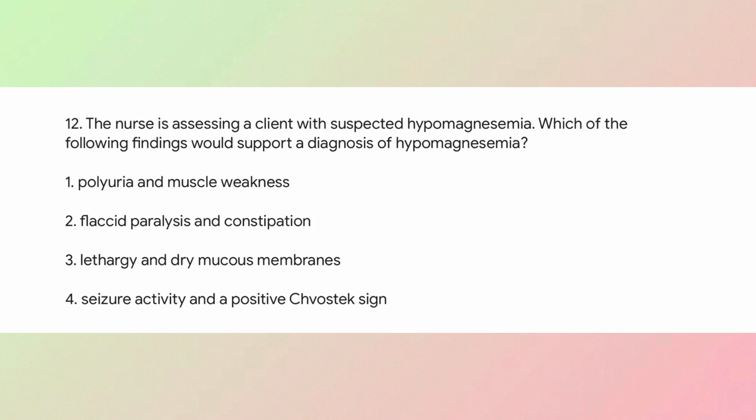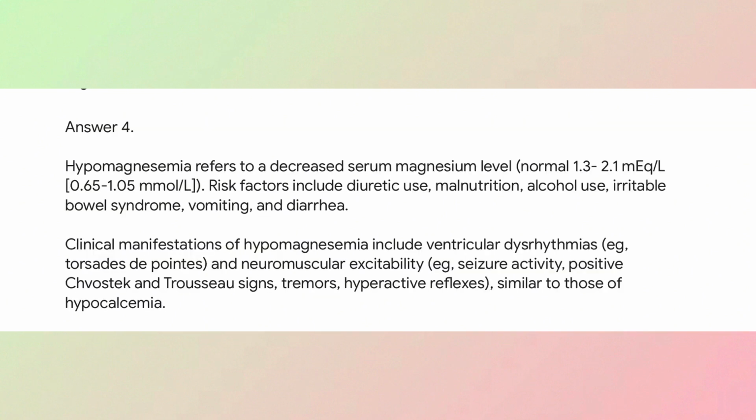12. The nurse is assessing a client with suspected hypomagnesemia. Which of the following findings would support a diagnosis of hypomagnesemia? 1. Polyuria and muscle weakness. 2. Flaccid paralysis and constipation. 3. Lethargy and dry mucous membranes. 4. Seizure activity and a positive Chvostek sign. Answer 4.